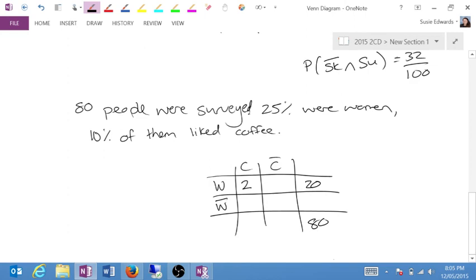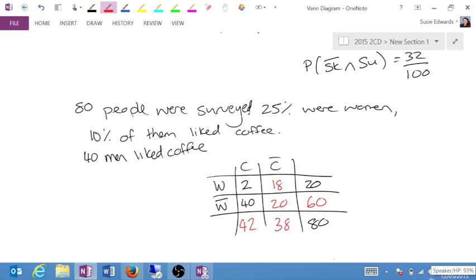So you might then get some information which says something like 40 men liked coffee. So it won't always be in percentages, but there'll be a couple. So if I said 40 men like coffee, that means we're now down here at 40. And so we can fill in some sections from here. So I'll just do it in different colours. So we've got 42, 38, 60, 20, and 18. So you'll always be given enough information to answer each one, but you might need to know some simple percentages as you go.